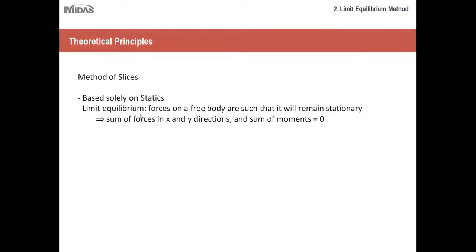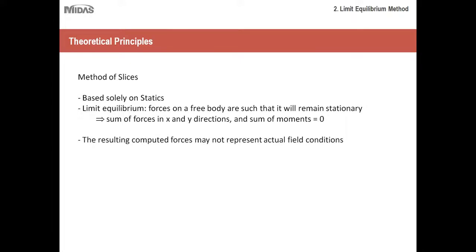So with limit equilibrium, the forces act on a free body such that all remain stationary. In other words, the sum of all forces in the x and y directions and the sum of moments is equal to 0. For those of you who remember what physics class was like, essentially they're taking those laws and applying them to the slope stability project or to these slices, putting the sum of all the forces as well as the moments in equilibrium. And by doing that, you'll be able to find the forces that are acting on the slices to keep them in equilibrium.